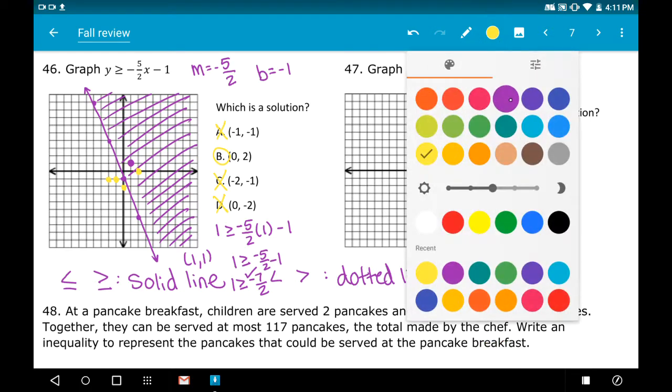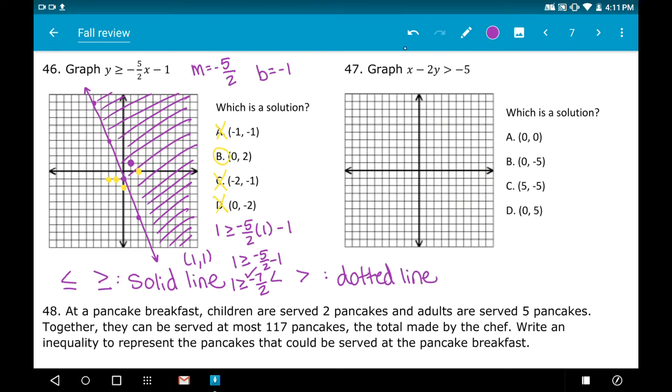Now for 47, this one is not in slope-intercept form, so we're going to have to manipulate this to get it to look like this one. So I have x minus 2y is greater than -5. To get y by itself, I have to subtract x from both sides. So I end up with -2y is greater than -x minus 5. But then I'm going to divide everything by a -2.